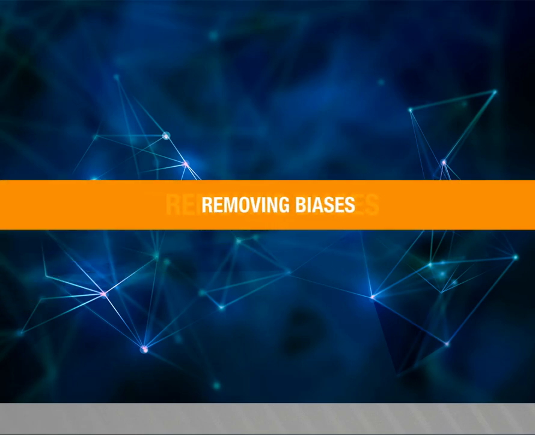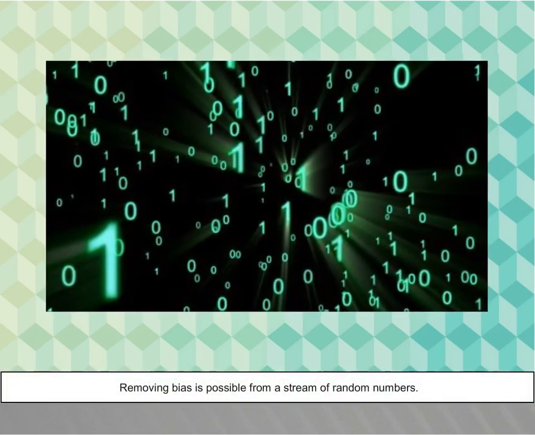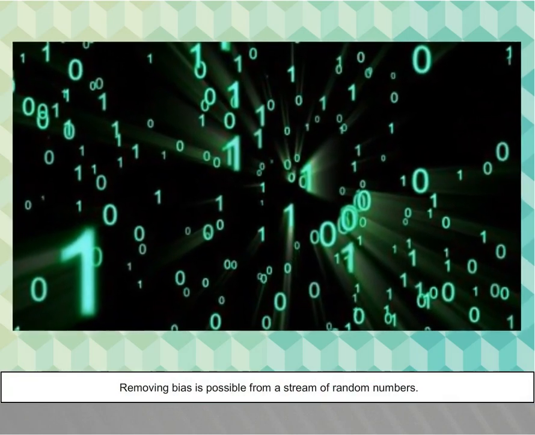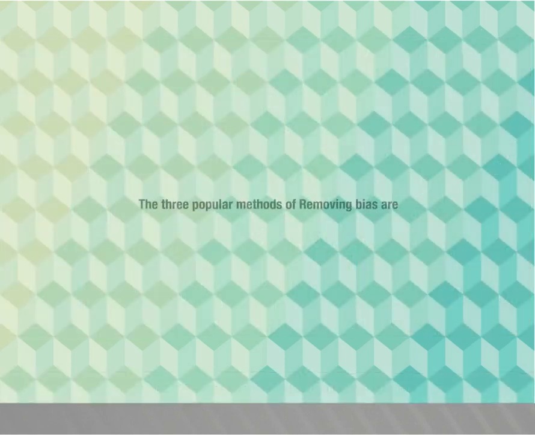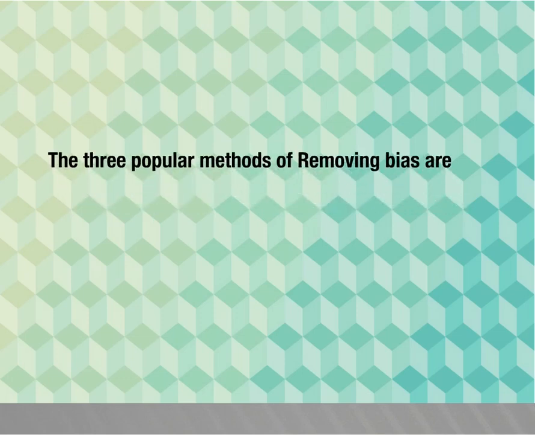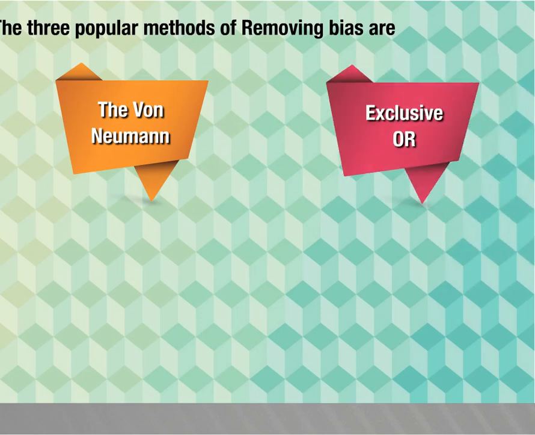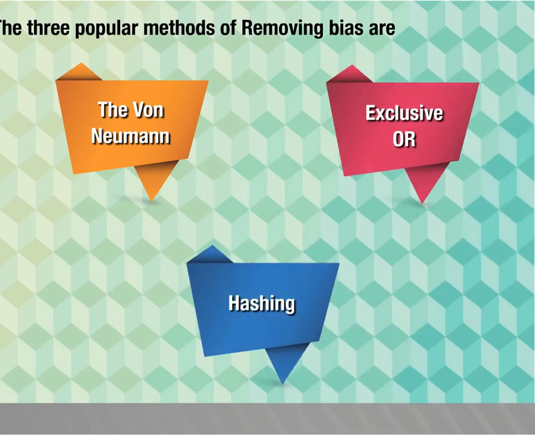Removing biases. In this video, we are going to see about removing biases. Bias refers to giving a preference to one group over another. Removing bias is possible from a stream of random numbers. The three popular methods of removing bias are the von Neumann, exclusive OR, and hashing.